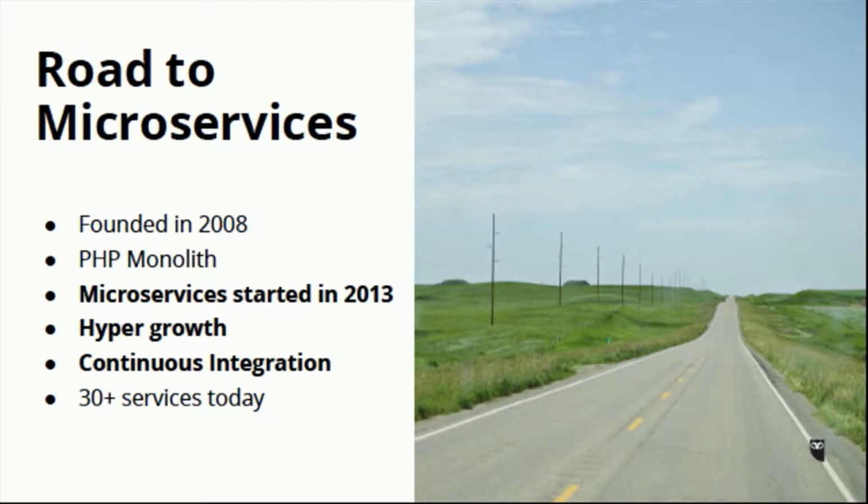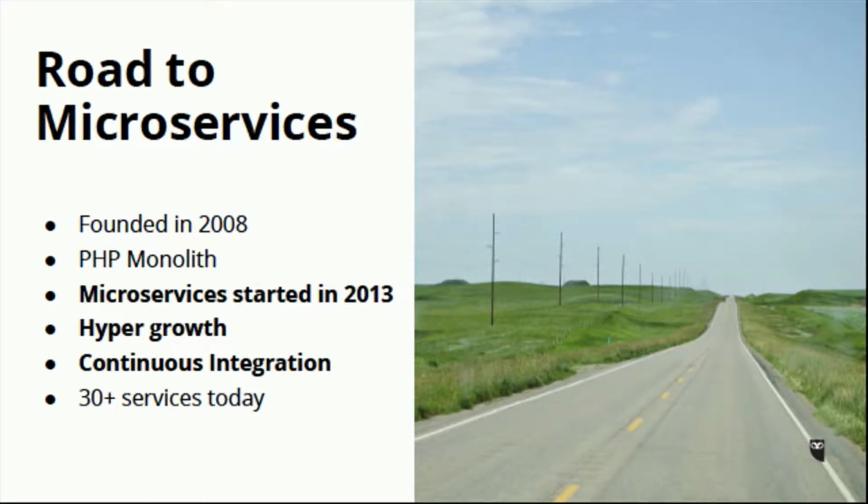So Hootsuite was founded in 2008, and we were a giant PHP monolith, and we still are pretty much a giant PHP monolith with microservices underneath it. That's our main product. We have other products which combine microservices in a more modern architecture, but our main product has PHP layers, and underneath that, lots of microservices.